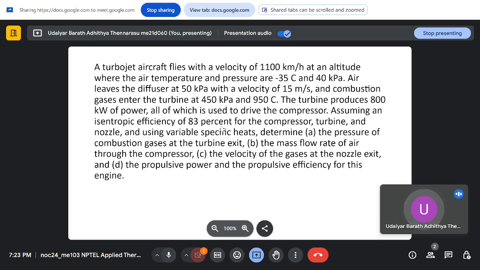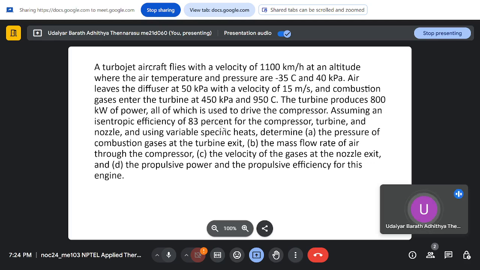And combustion gases enter the turbine at 450 kilopascal and 950 degrees Celsius. So that is your exit of the compressor. So it is at 450 kilopascal, that is 4.5 bar, and 950 degrees Celsius. The turbine produces 800 kilowatt of power, all of which is used to drive the compressor. Assuming an isentropic efficiency of 83% for the compressor, turbine and nozzle, and using variable specific heat.